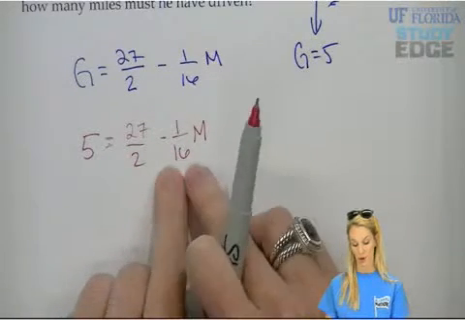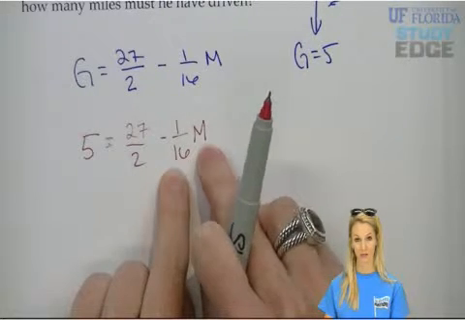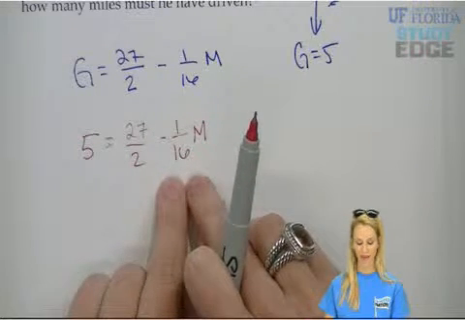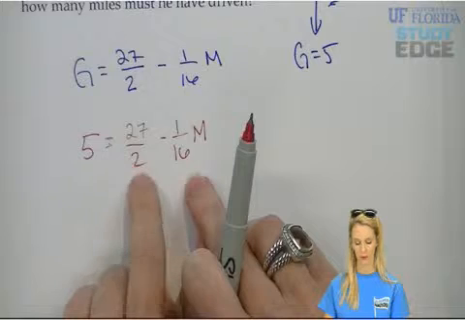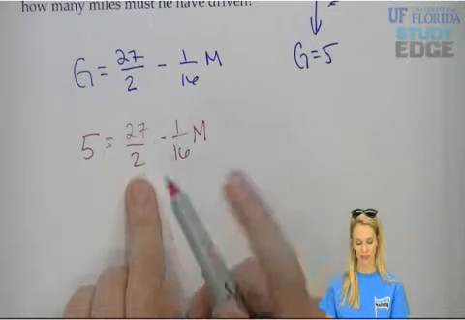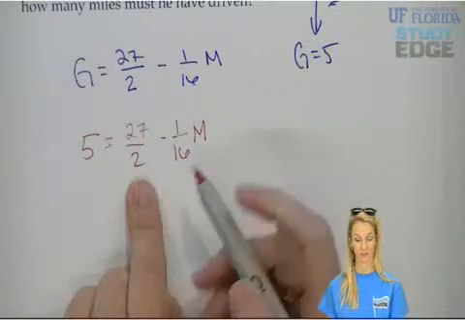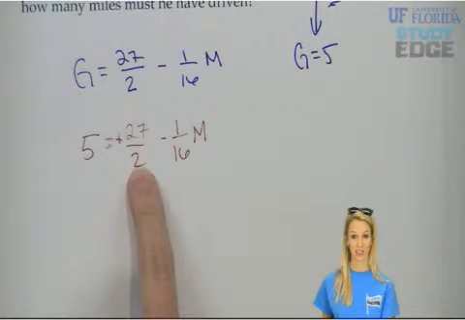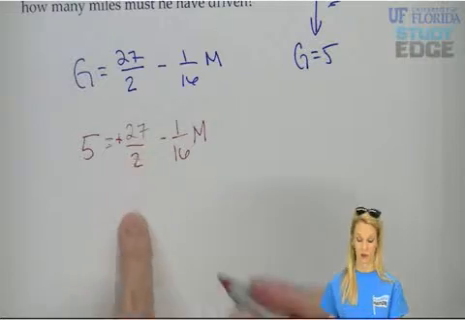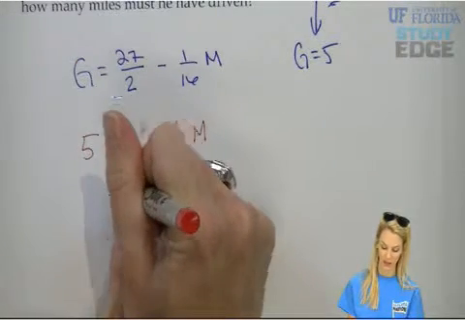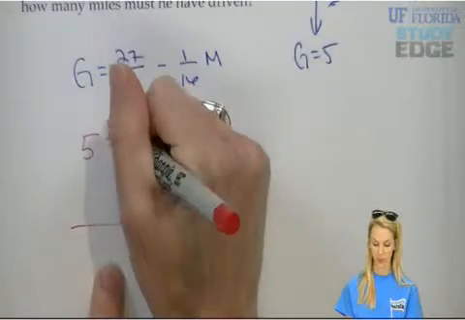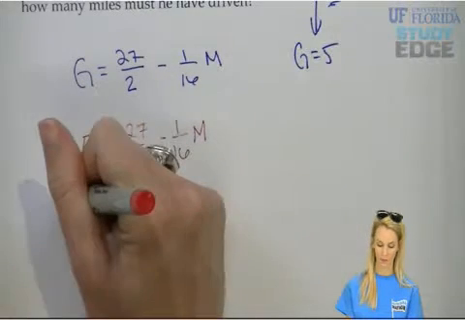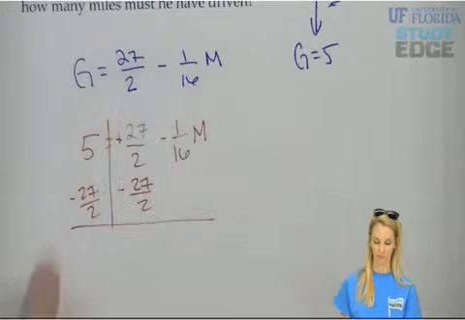Well, this 1/16 times m, are we adding or subtracting anything from it? We have this 27 over 2. Is this a positive or a negative 27 over 2? It's a positive. So how do you get rid of a plus 27 over 2? Right, we're going to subtract 27 over 2. And whatever we do to one side, I like to draw my wall, we've got to do to the other.